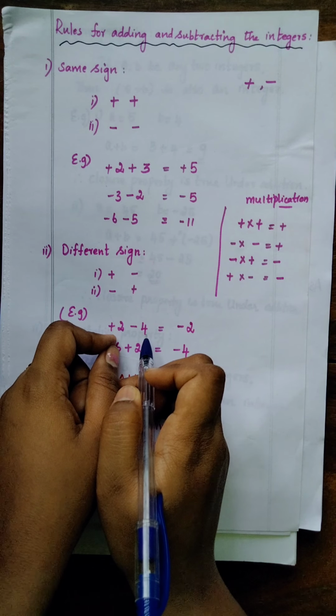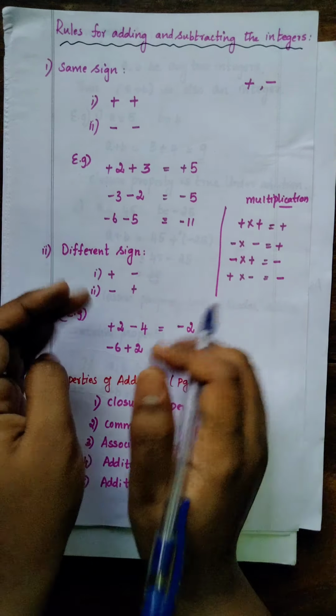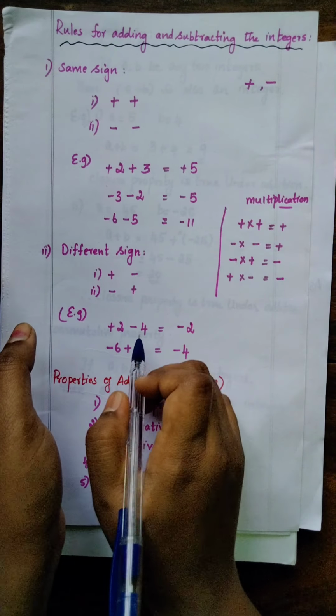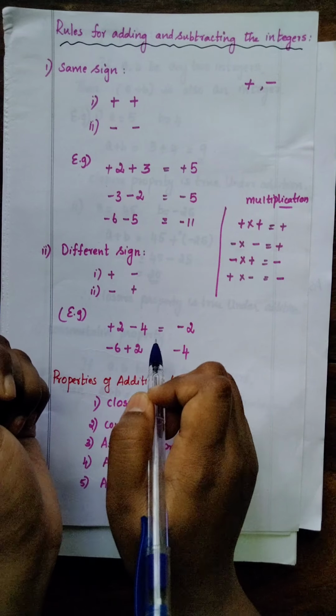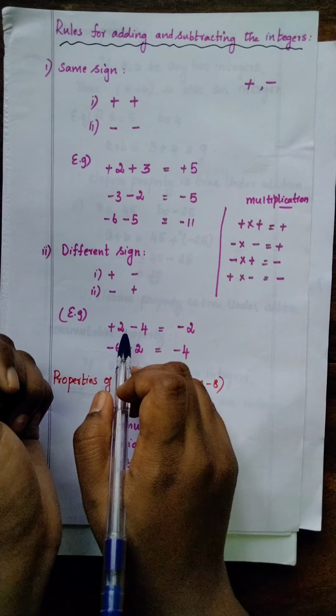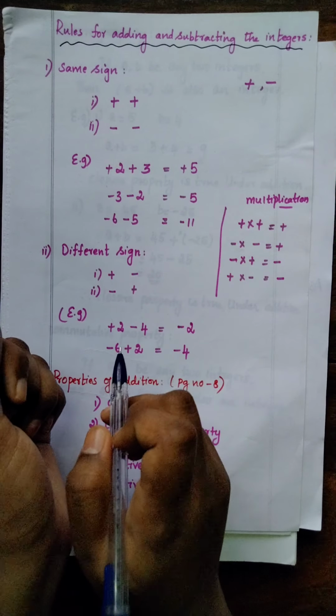In this case, what will you do? We need to subtract. First, subtract both the numbers. What is 4 minus 2? Simply subtract the smaller number from the greater number. 4 minus 2 is 2, and put the greater number's sign.